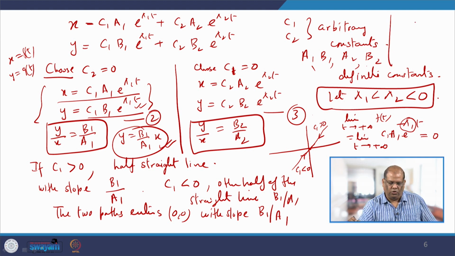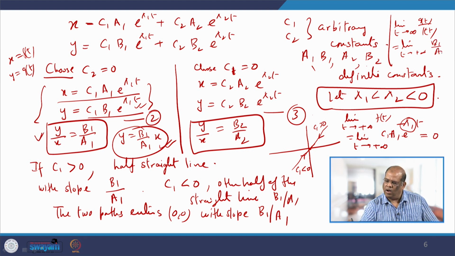Along with that, if you now show that limit t tends to infinity g(t) by f(t), which is equal to limit t tends to plus infinity, g(t) by f(t) from here is b1 by a1, and this will give you again b1 by a1. So, a constant value. So, this implies that the path enters (0, 0). So, both the properties are satisfied, and we get that when C2 is equal to 0, when C1 is greater than 0, you get a half straight line, and when C1 is less, you get the other half, and together they consist of this particular straight line.